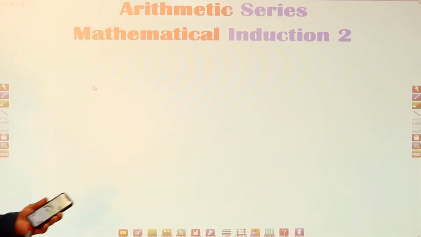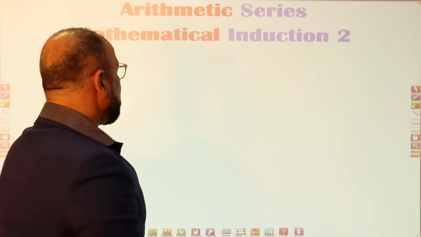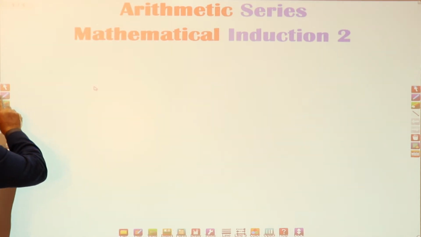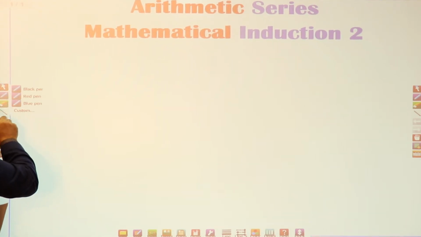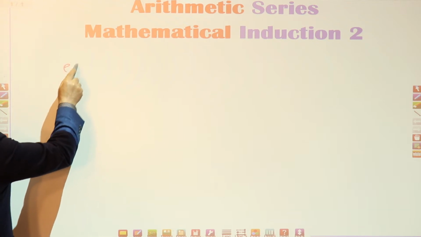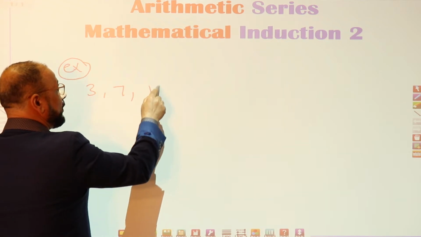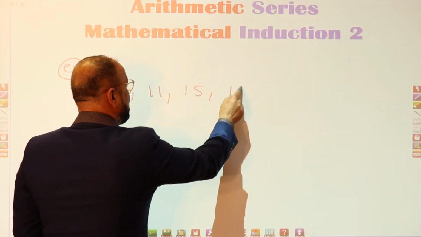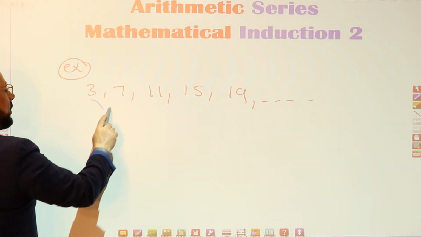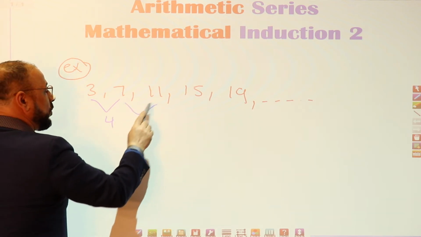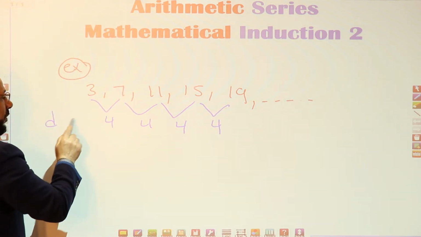Arithmetic sequence. Just to refresh your memory, an arithmetic sequence is when we have a group of numbers, as an example 3, 7, 11, 15, 19. Please watch the other video. Now we see the difference between any two terms is 4. This is the common difference, d equals 4.